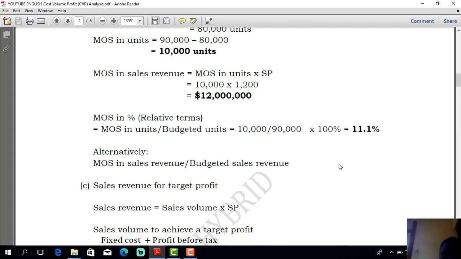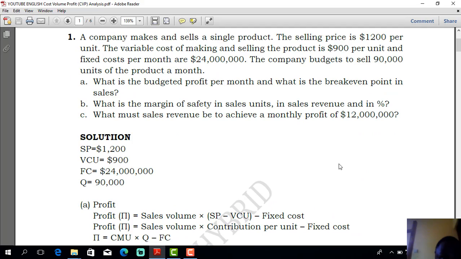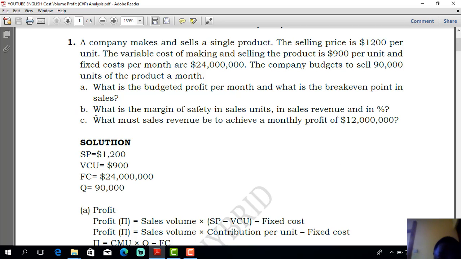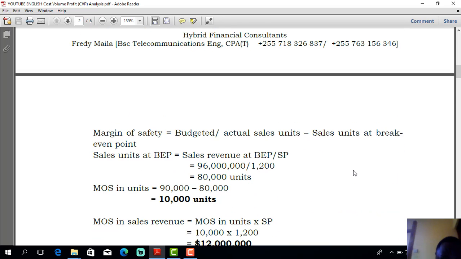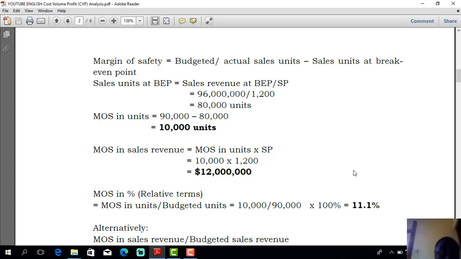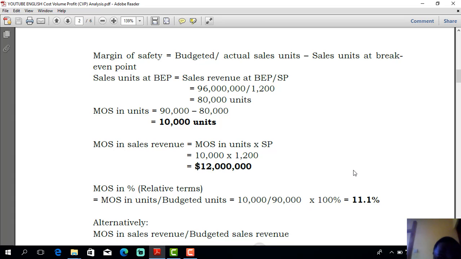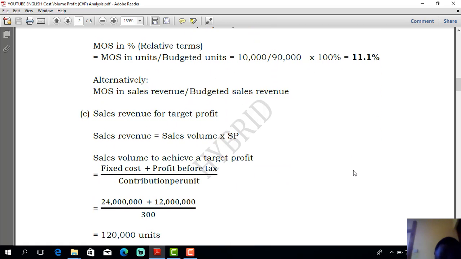Then let's complete it by going to the last section, which is section C. We are told what must sales revenue be to achieve a monthly profit of 12 million. So what should be our sales revenue to earn a profit of 12 million? Now here, you need to know how much you should sell, what value should you manage the sales to achieve a certain profit.